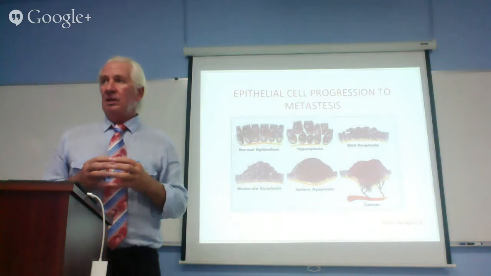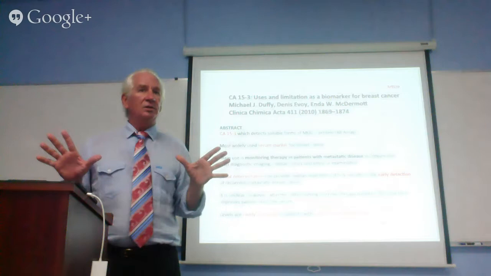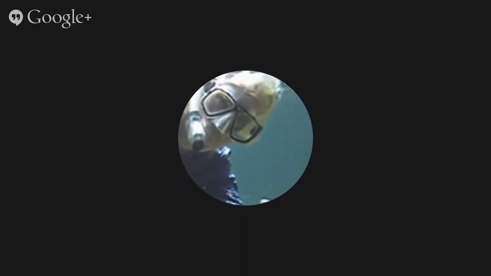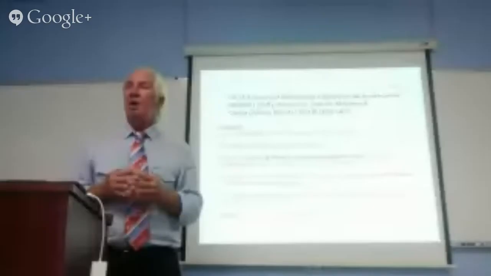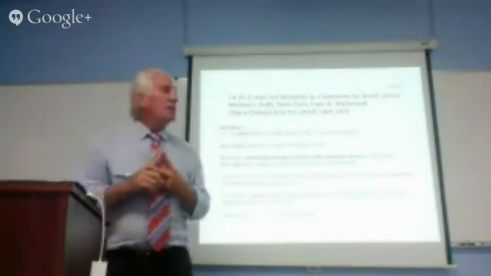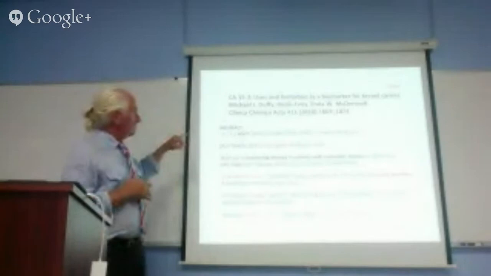Okay, with all that background, we can now understand the article. The article is very, very little research. The article is a compilation of lots of information to ask the question: is the secreted ectodomain in the serum a useful marker for breast cancer? So this is a compilation of lots of information to make the decision, yes or no. The assay which detects the soluble form is called CA15-3.